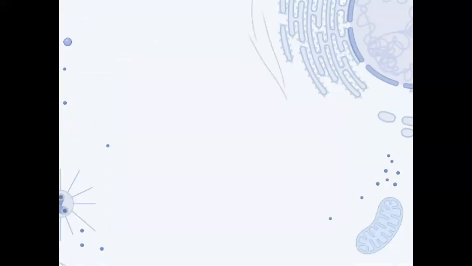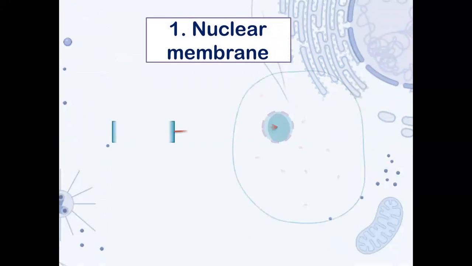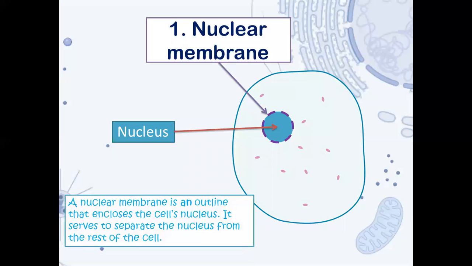Starting from the outermost to the innermost part, the first and the outermost part of a nucleus is the nuclear membrane. We know that nucleus is this part of the cell and the outline which surrounds the nucleus is called the nuclear membrane. A nuclear membrane is an outline that encloses the cell's nucleus. It serves to separate the nucleus from the rest of the cell. Some of the cells have a nuclear membrane while others, like bacteria, do not have a nuclear membrane.